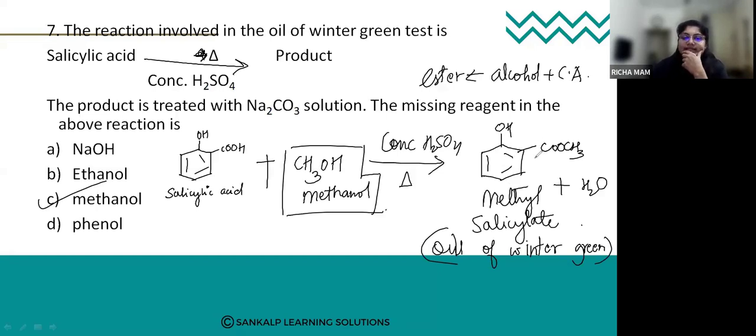So the product name is what? It is methyl salicylate. So salicylic acid, when it reacts with an alcohol like methanol, what are you going to get? I'm going to get methyl salicylate. Okay.